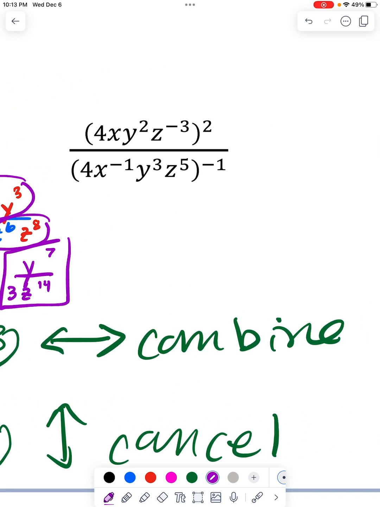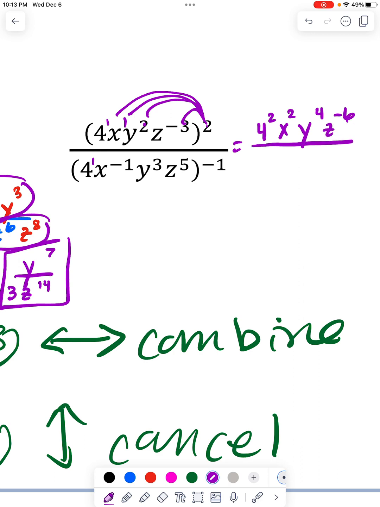All right, same process here. Keep in mind, I sometimes draw in powers of 1 so I don't forget that the 2 does not multiply with the number. I don't get 8. It becomes 4 to the 2nd, and then x to the 2nd. With the y, the 2 power and this other 2 power become a 4. And here, that z becomes -6 because there's nothing to change the sign.